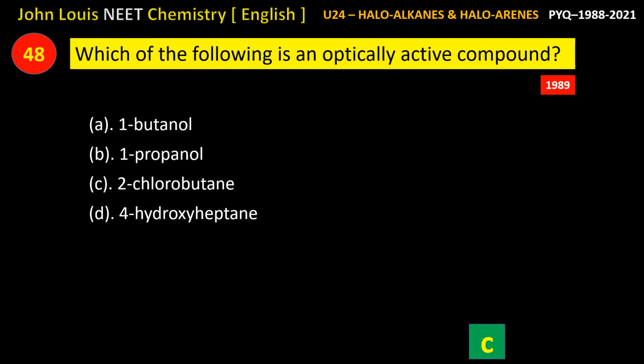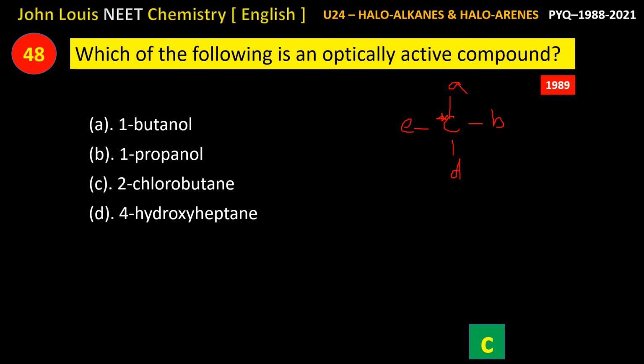Which of the following is an optically active compound? We know that if a compound has a chiral carbon, that is, a carbon bonded to 4 different groups, then it is optically active. So now let us see here one by one.